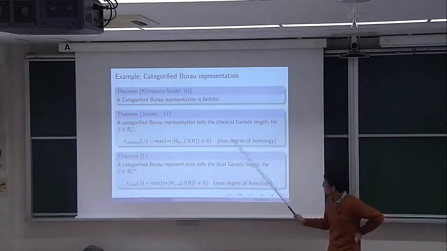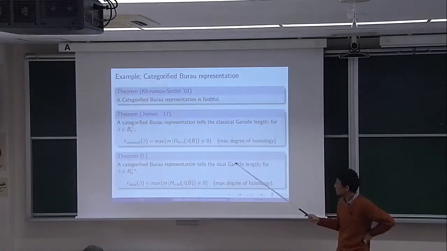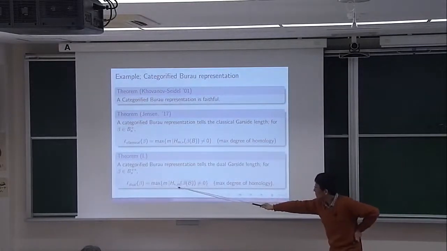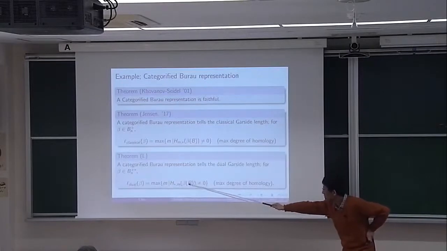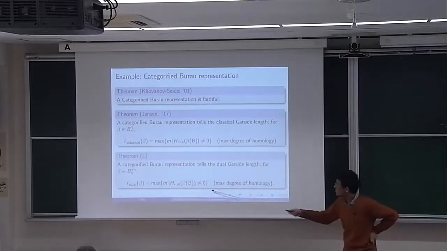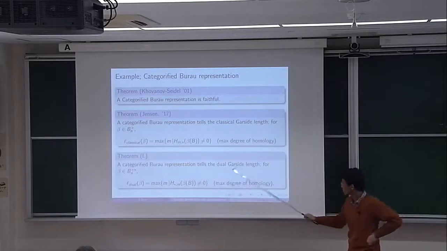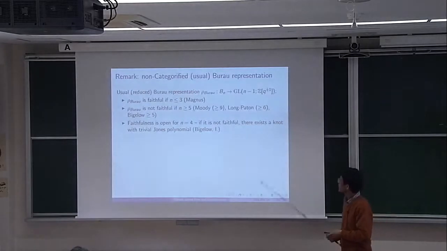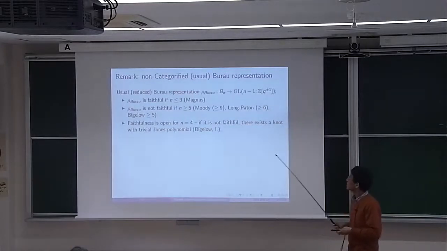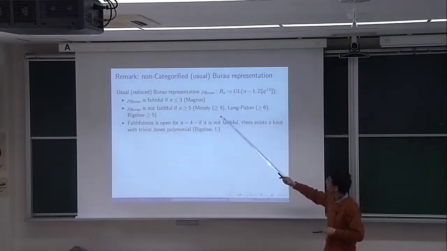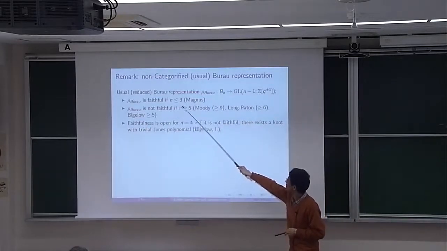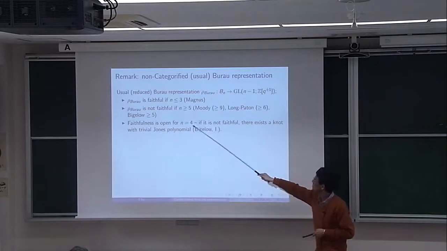Again, the same assertion holds for the dual Garside structure. For the dual Garside length, it is the second degree of a certain image of the categorified Burau representation. Here, it is remarkable that the categorified Burau representation is faithful, but the usual Burau representation is not. It is faithful for n less than 3, and it is not faithful if n is greater than or equal to 5, and the n = 4 case is open.